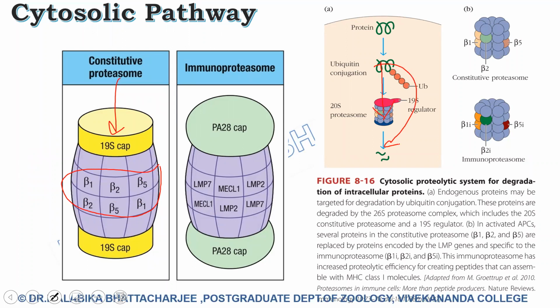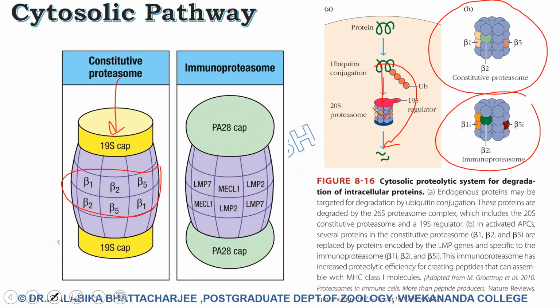Now, there is a concept of the immunoproteasome. You can see there are 2 categories of proteasome being shown here: one is the constitutive proteasome and one is the immunoproteasome. What's the difference? In normal cells, we usually have the constitutive proteasome, which is already present, and if there is a ubiquitin tagged protein, the protein enters this barrel, is digested, and fragments are produced.